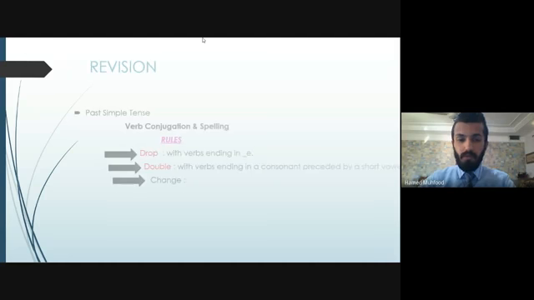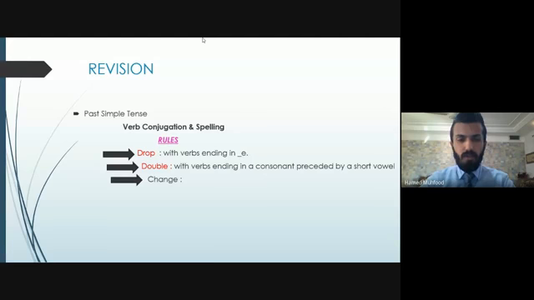The third rule is change. We called it change. So what should we change? Do you remember what we should change, and with which verbs? What should we change? First, you have to raise your hand. Second, tell me what you mean. Change. We change what?